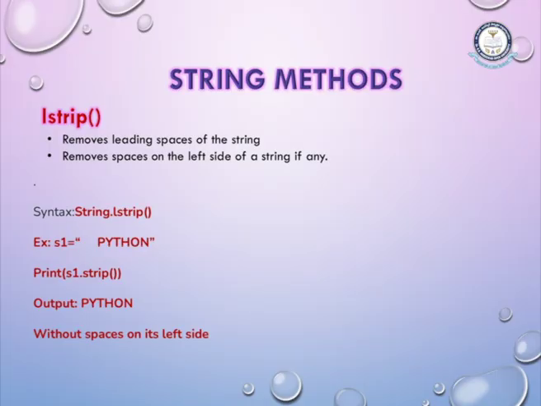Next, lstrip, a very useful method. The lstrip is used to remove the leading spaces of the string. Leading spaces in the sense the spaces which are on the left side of the string. So, if there are any spaces on the left side of the string and you want to remove those spaces, then you can use lstrip. The lstrip simply removes the spaces on the left side.